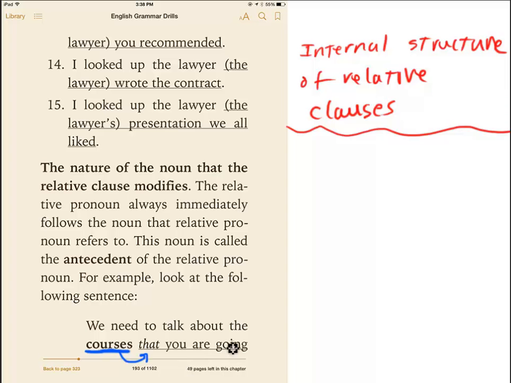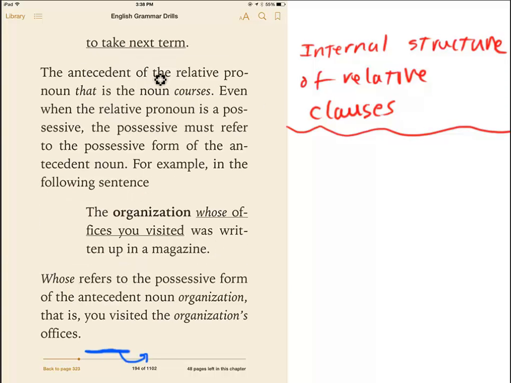So my adjective clause begins with that. Now I'm describing what courses are. Which courses? That you are going to take next term. See how that clarifies what I mean by courses? Which courses? Well, the ones that I'm going to take. So that's an adjective clause because it gives you more information about the noun courses.